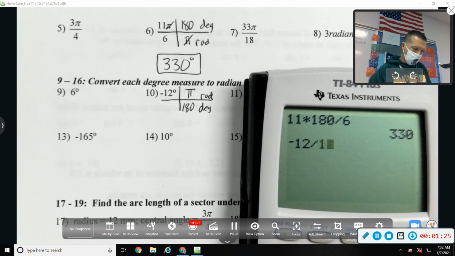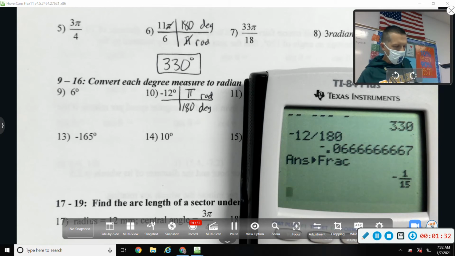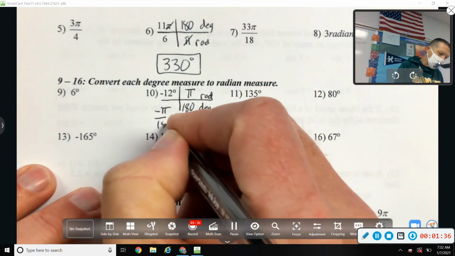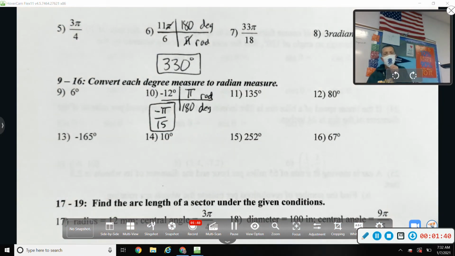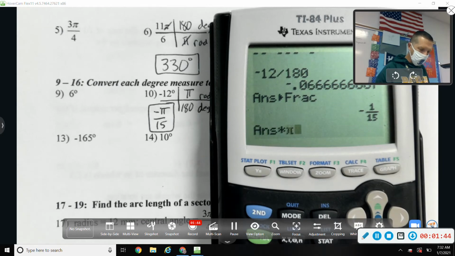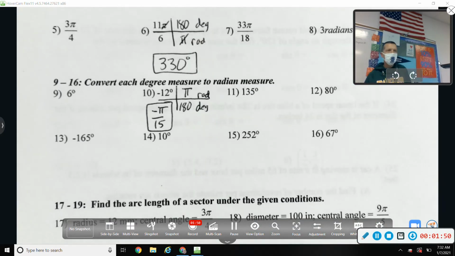Negative 12 divided by 180. I don't know what that is, but the calculator does. Negative 1/15. So negative pi over 15. So leave your answer in terms of pi. Okay, so yes, that's the same thing as negative 0.209, but I don't want negative 0.209. I want negative pi over 15.